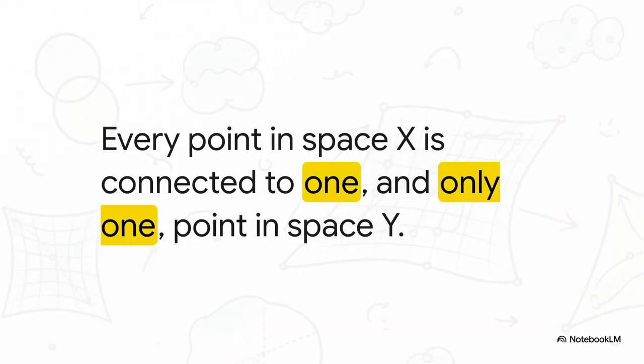So let's just put that in plain English, right? The two key words here are every and one and only one. This means no starting points get left behind, and there's absolutely no confusion about where any single point is going. It's a super clear, totally precise mapping rule.